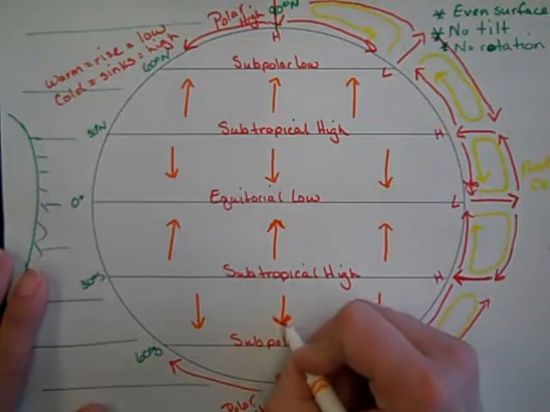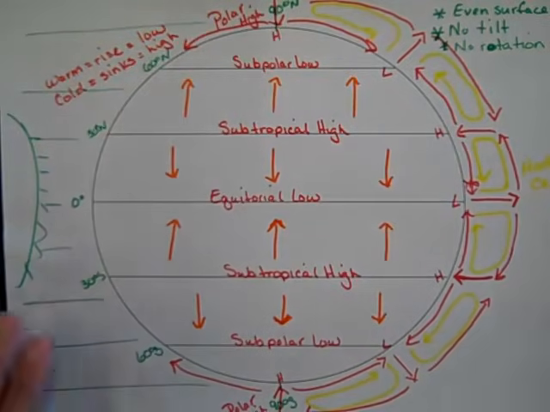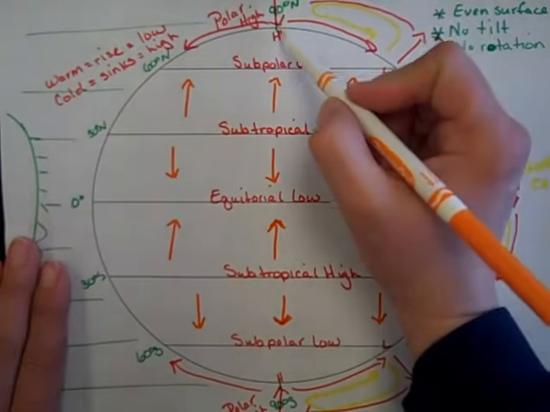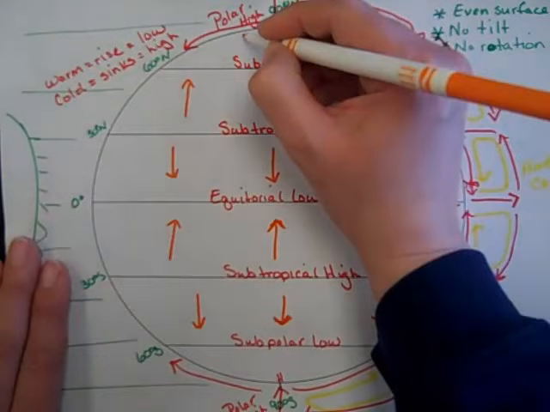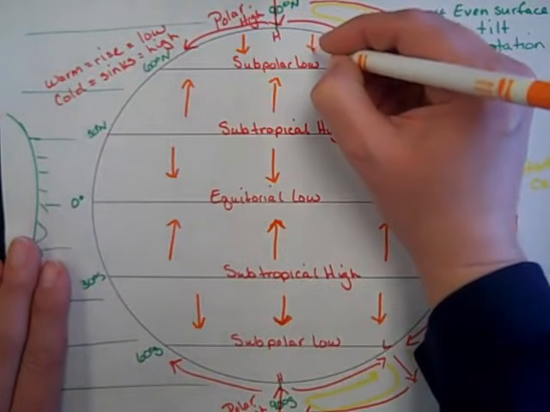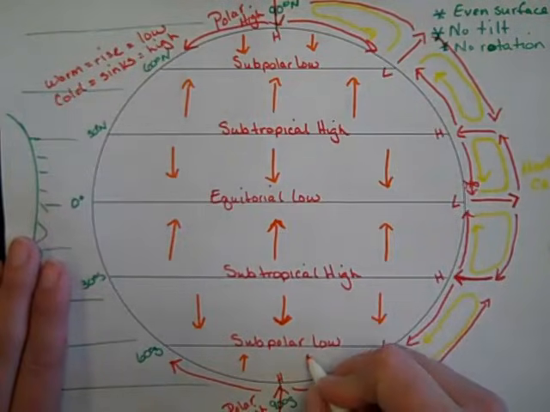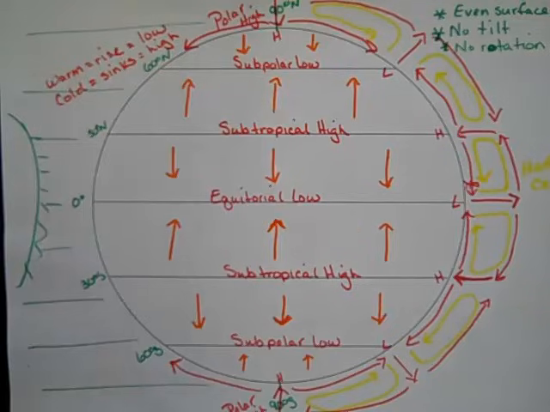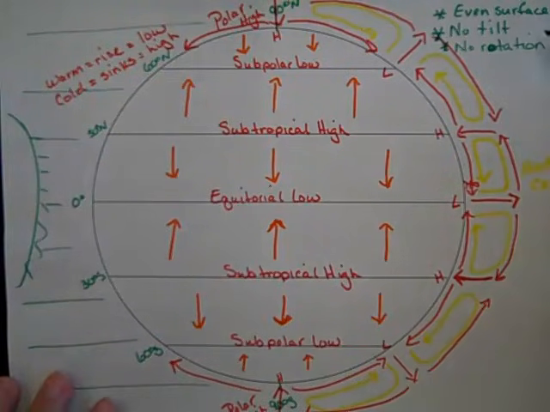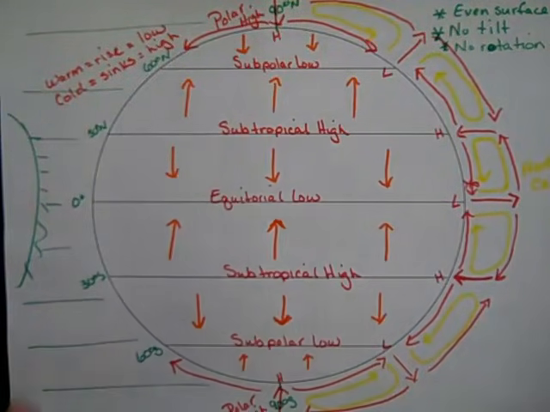My arrows are terrible today. And then from our pole, we have this high pressure to this low pressure, so our polar air moves away from the poles. In the northern hemisphere, it's going to move south, and in the southern hemisphere, it's going to move to the north. So these are our basic global wind belts. Now keep in mind that we have a few assumptions up here that are not true. This is an idealized model, and this really does help us explain what's going on at a basic level.